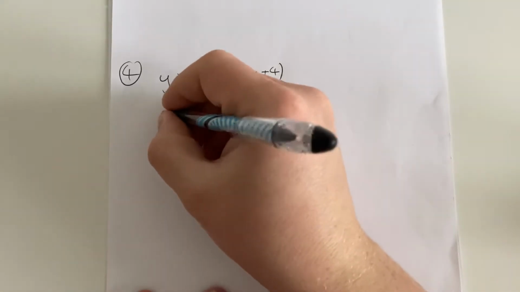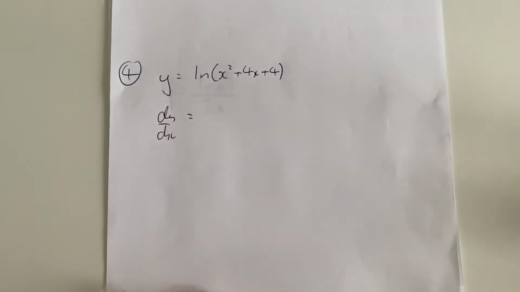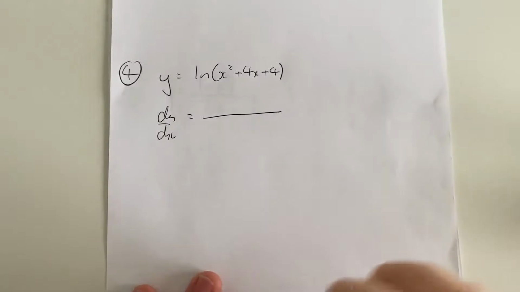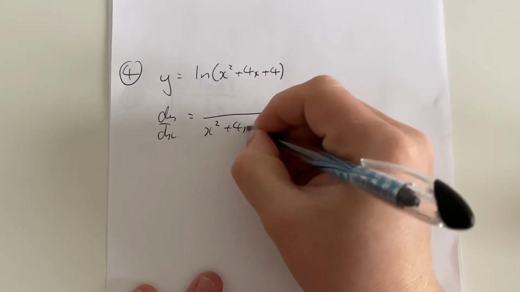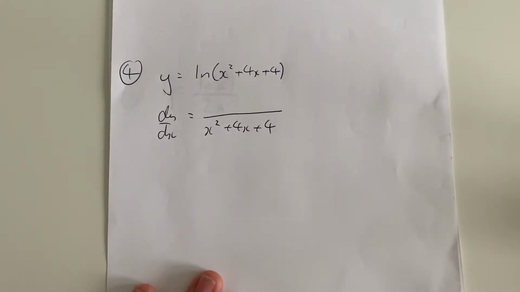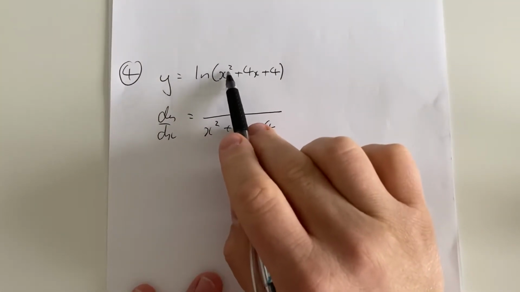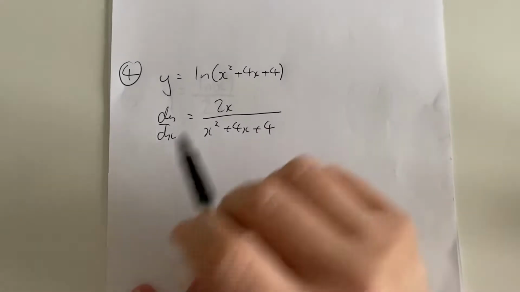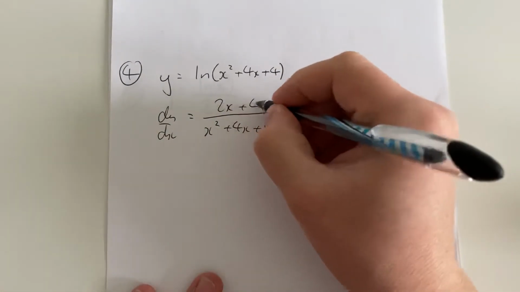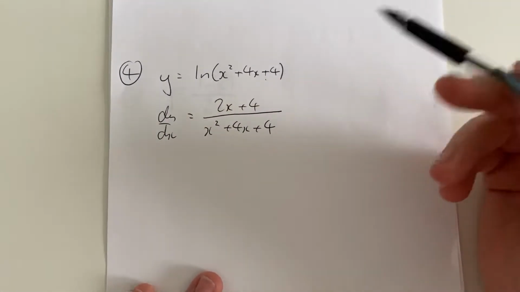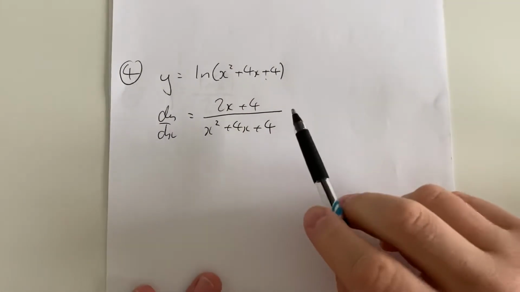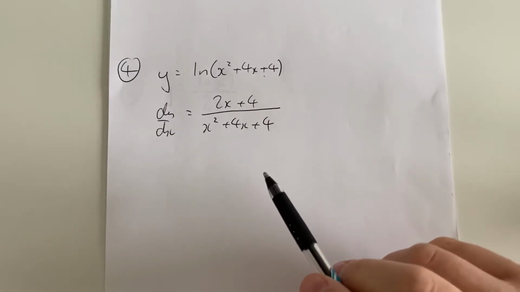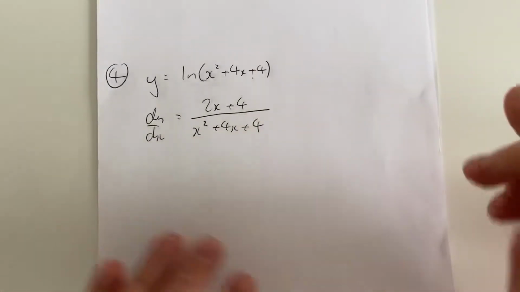And for log of x, if you differentiate it, then you put the original function on the bottom, and on the top, you do the differential of this. So x squared differentiates to 2x, 4x differentiates to 4, and then we just have a plus 4, which differentiates to 0. Now this one, I've not said I have to simplify it, but funnily enough, this one does simplify.